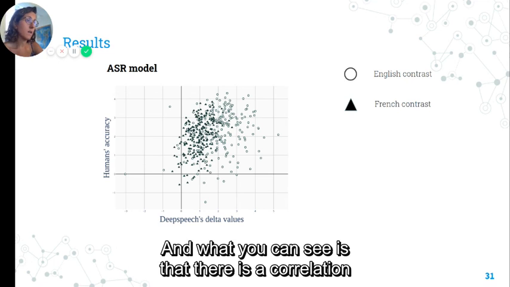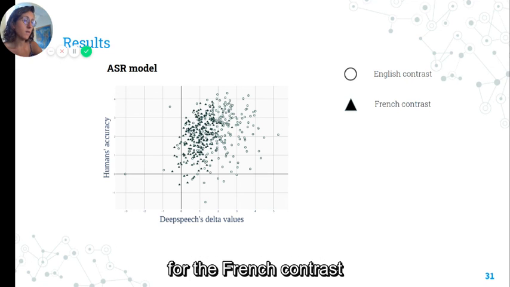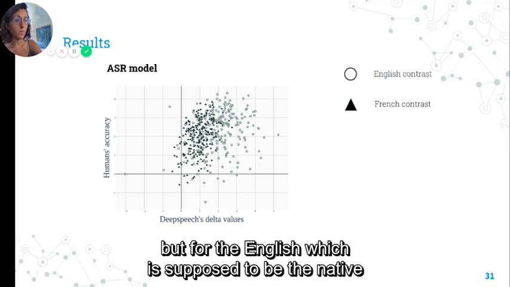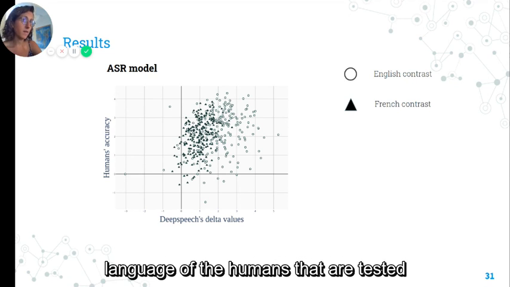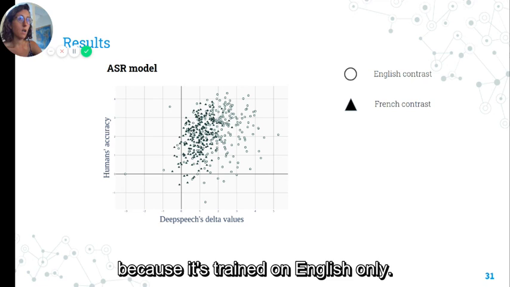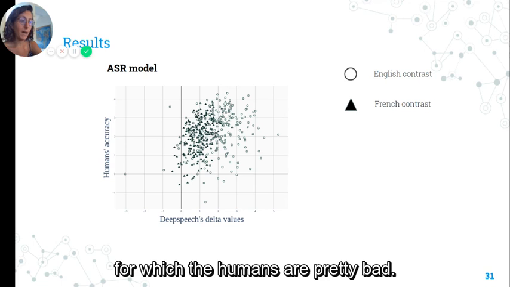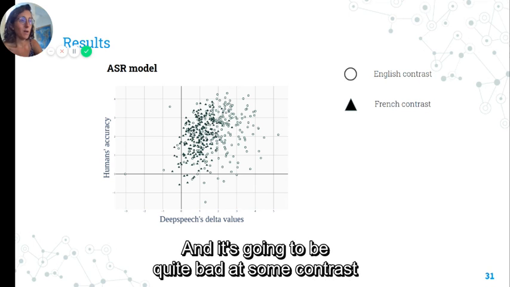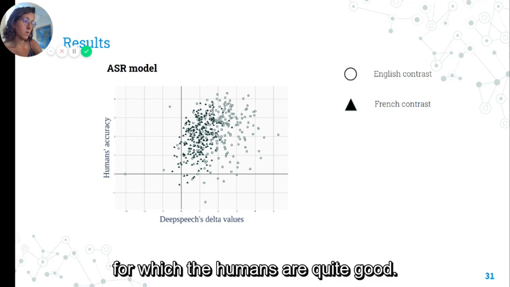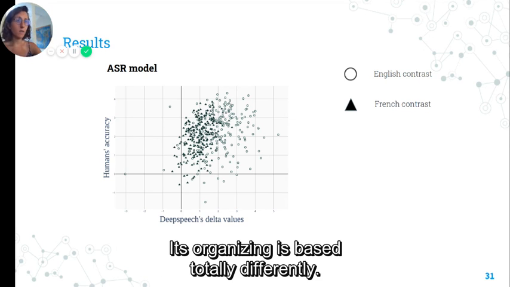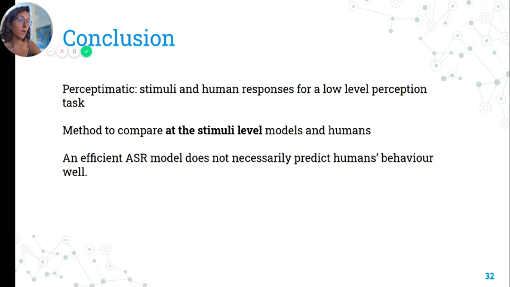And what you can see is that there is a correlation for the French contrasts, but for the English, which is supposed to be the native language of the humans tested and of the model, because it's trained on English only, there is no correlation. The model is going to be really good for some contrasts for which the humans are pretty bad, and it's going to be quite bad at some contrasts for which the humans are quite good. So it's organizing its space totally differently.